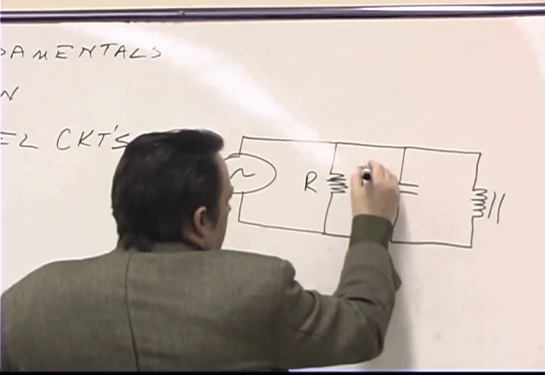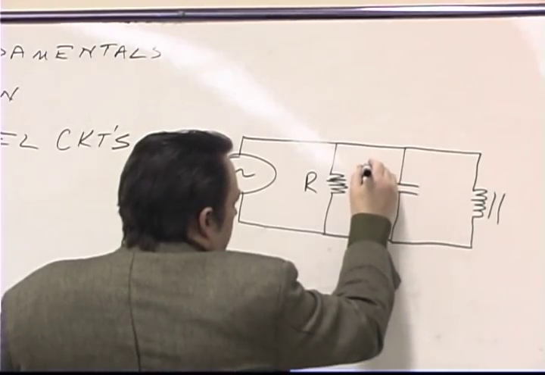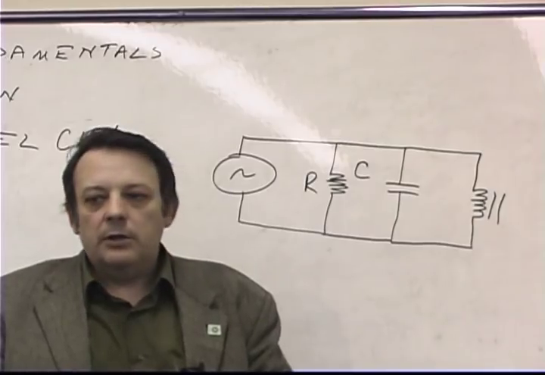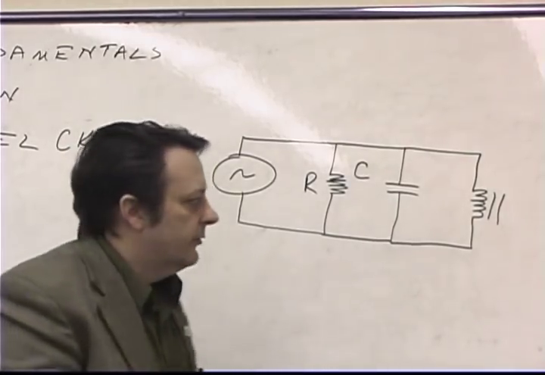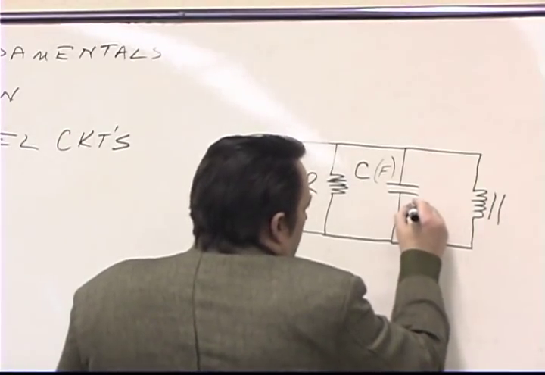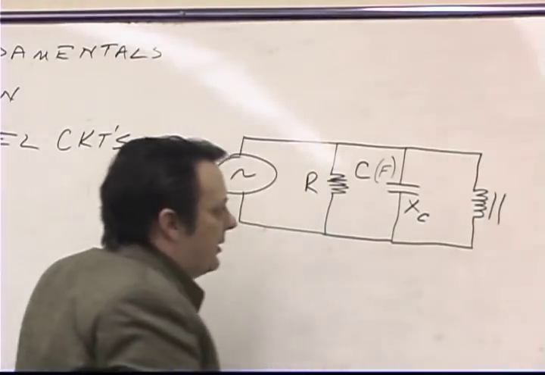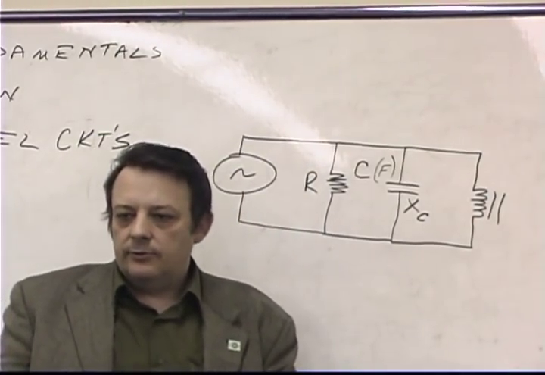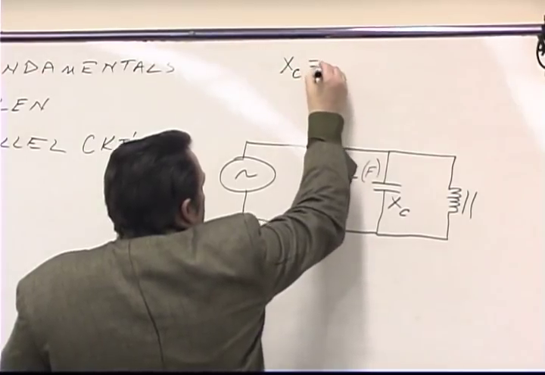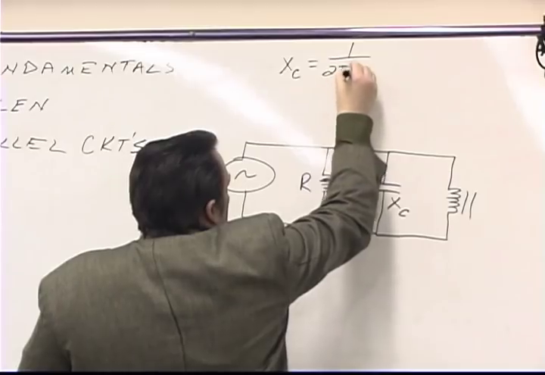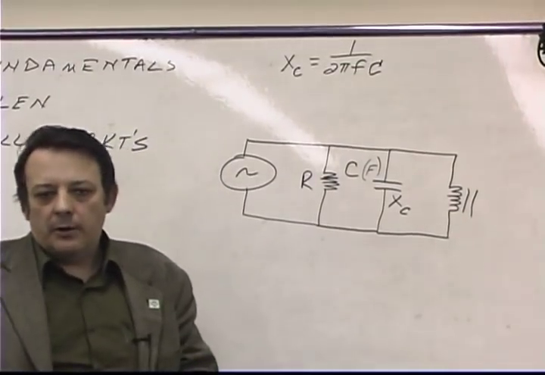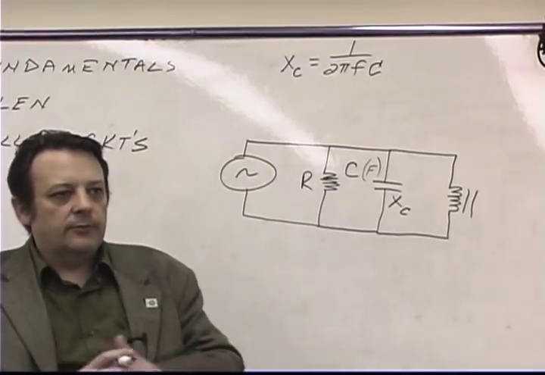Our capacitor is going to be labeled C, and the unit of energy storage capacity of a capacitor is in what units? Anybody remember? Farads, right. So we measure the energy storage capability of the capacitor in farads, and then of course we have the opposition to current flow associated with that capacitor, which we call capacitive reactance, X of C. And from previous discussions, X of C is found by using this formula: 1 over 2 pi times the frequency of the source times the energy storage rating of the capacitor in farads, or microfarads, or millifarads, or nanofarads, or whatever unit of farad you have.